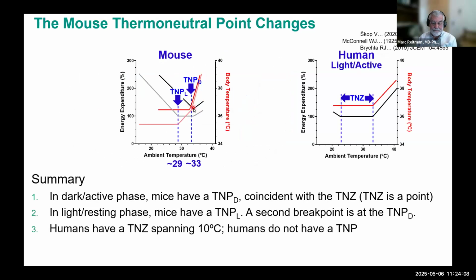So the point is, in the light or resting phase, mice have a thermoneutral point light, and a second break point, which is the thermoneutral point dark. And humans have a thermoneutral zone spanning 10 degrees. They do not have a thermoneutral point. This is just a fundamental difference in the thermal physiology between humans and large mammals and small mammals. I think this has not been studied in detail for many species, but I think this is going to be a general physiology principle.